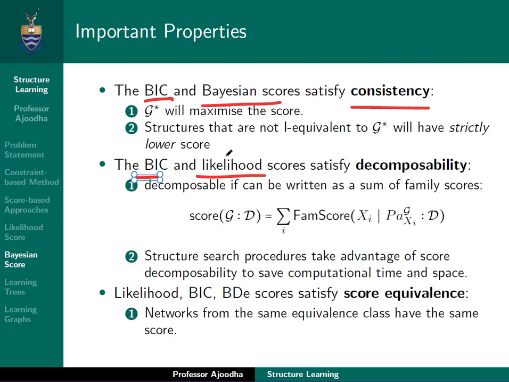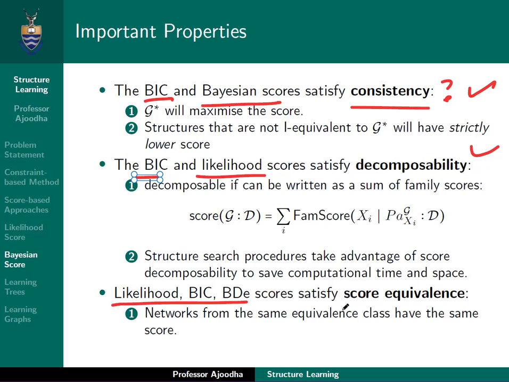I'll just leave this as a question. Do you think the likelihood score is consistent? Do you think that the likelihood score will give us the highest score for G star? I'll leave you to think about it because it's not such an easy answer. You can go and figure that out; it'll be a nice exercise for you. So that's decomposability and consistency. Tick and tick for the likelihood score.